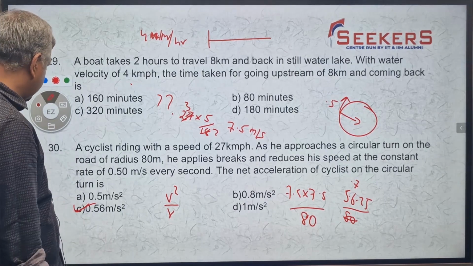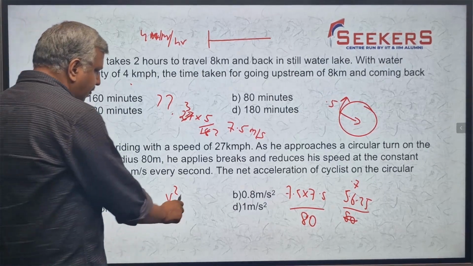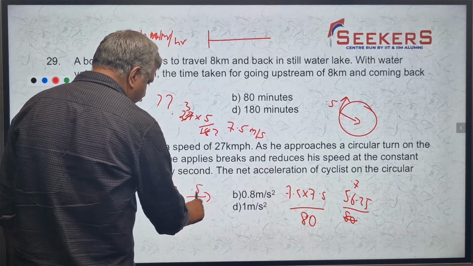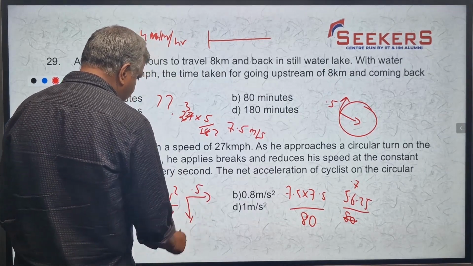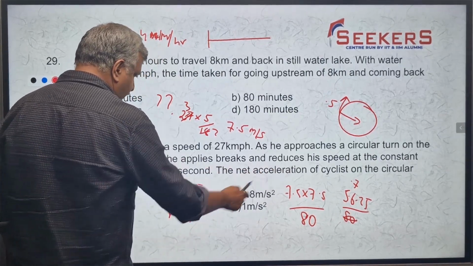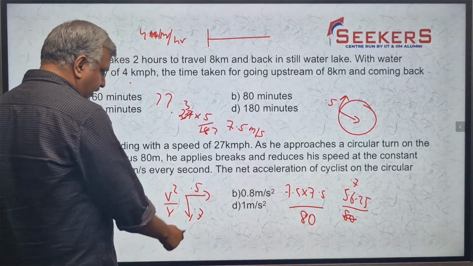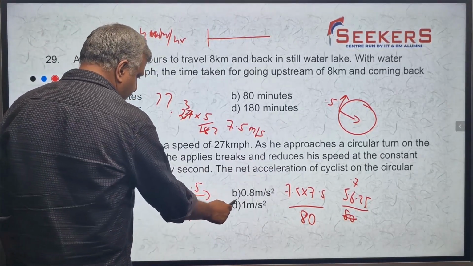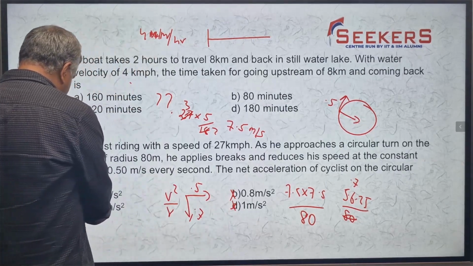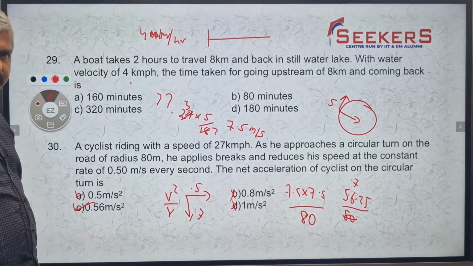So I hope you are able to understand. I don't even have to do anything. There's a tangential acceleration of 0.5 and then there's a centripetal acceleration. The centripetal acceleration we have found out is like 0.7. So the answer cannot be more than 0.7. So these three are eliminated. So only option C is the right one.